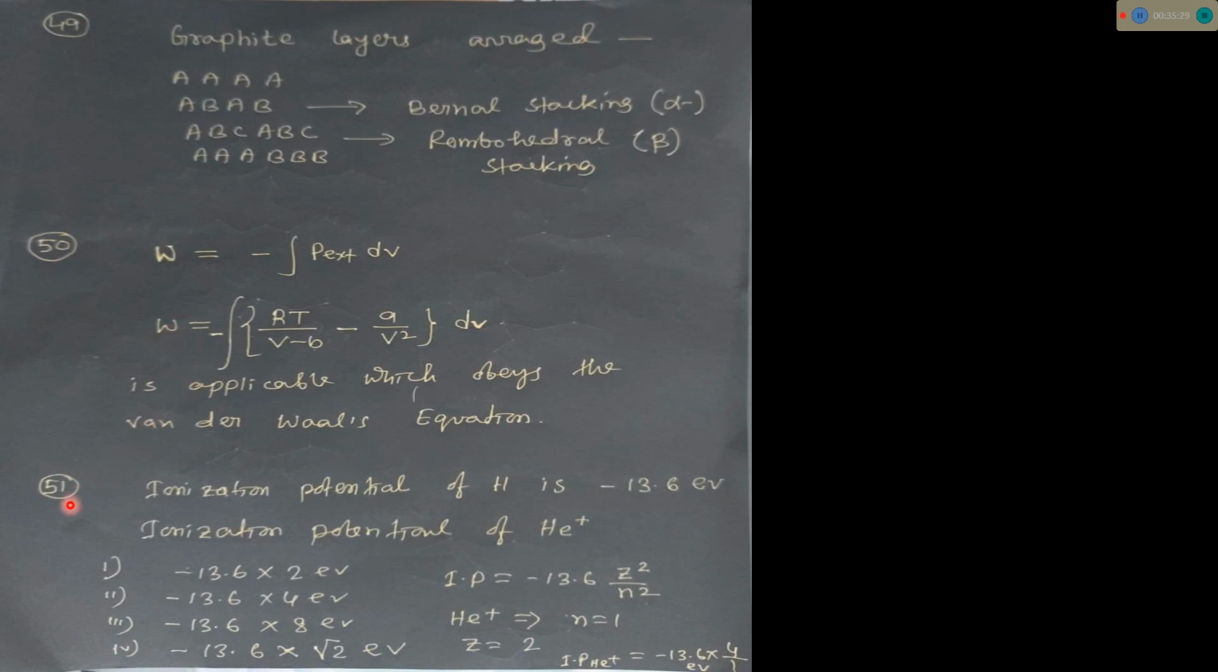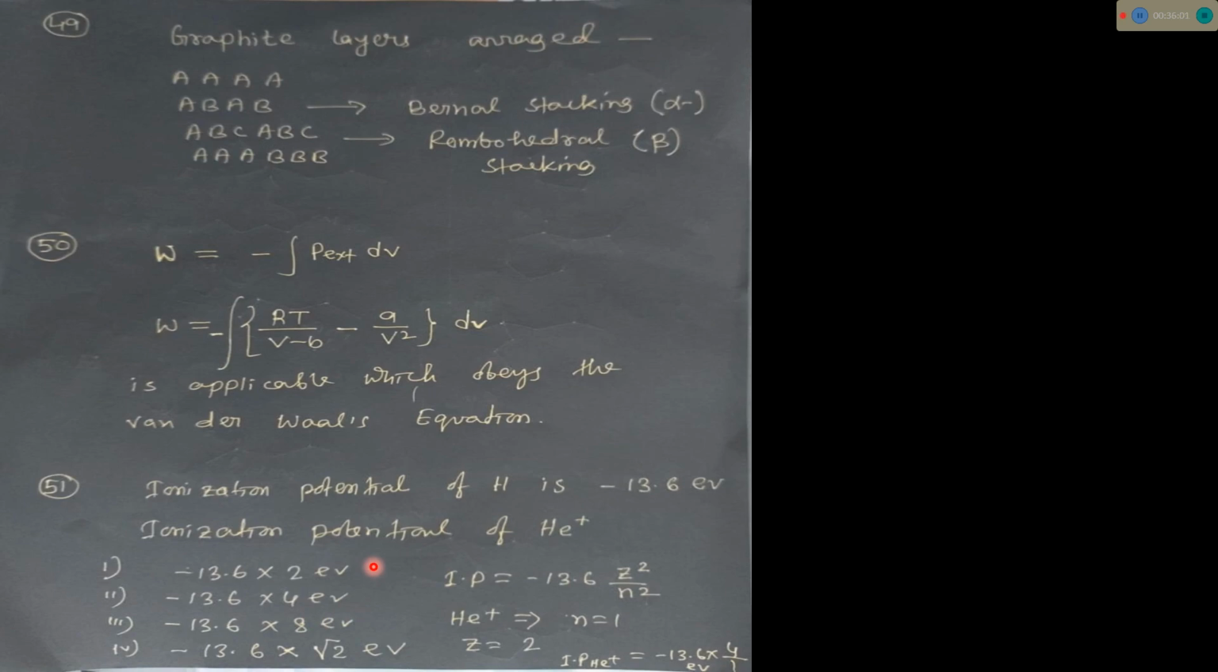So question number 51, and this is going to be the last question of this question answer discussion series. The ionization potential of hydrogen was given as minus 13.6 electron volt. Now we have to find the ionization potential of helium plus. The options were like: minus 13.6 into 2 electron volt, into 4, into 8, into root 2, and something else in one option.